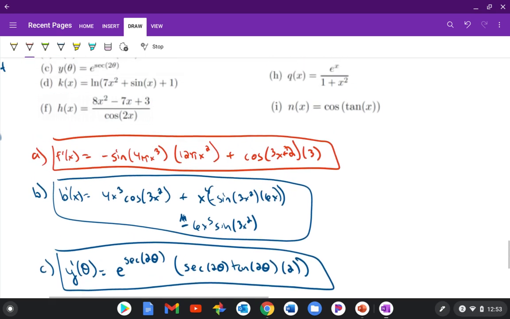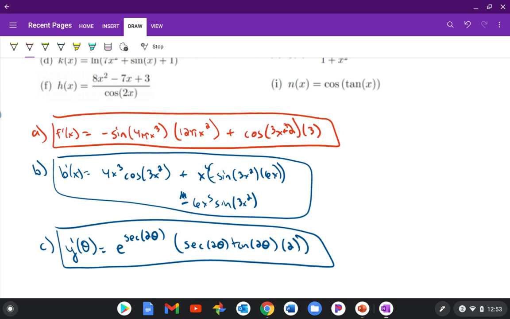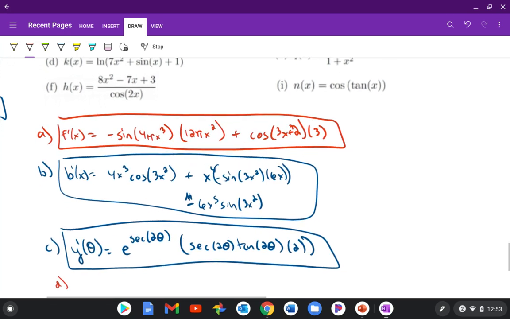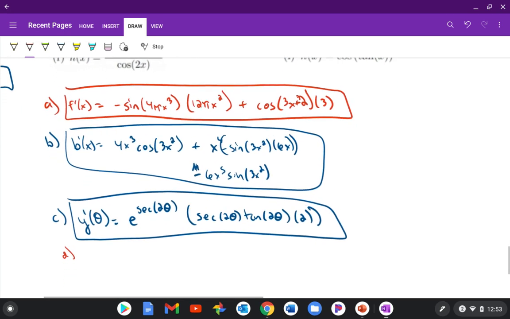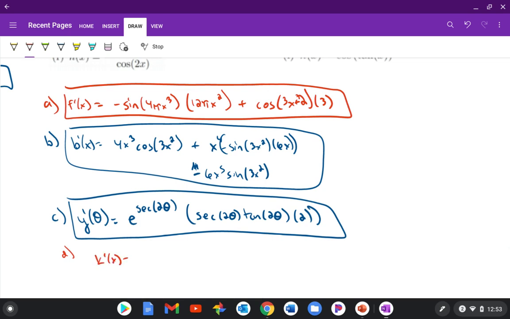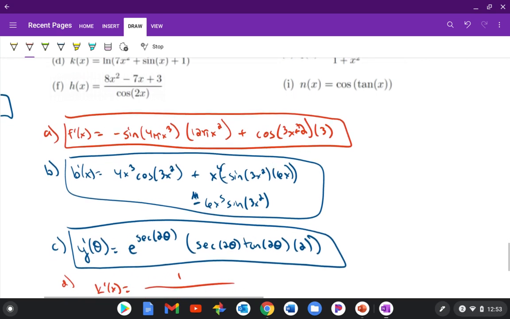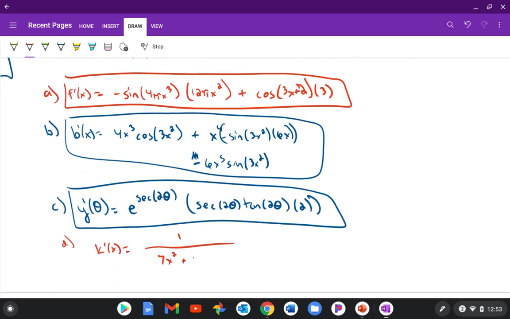D, the natural log function: the derivative is 1 over u times u prime. So it's going to be 1 over that whole function times the derivative of that function. So k prime of x will be 1 over all of that, 7x squared plus sine x plus 1, times the derivative of the bottom, which is 14x plus the derivative of sine, which is cosine x. The 1 goes away. So you could also just write that on top.